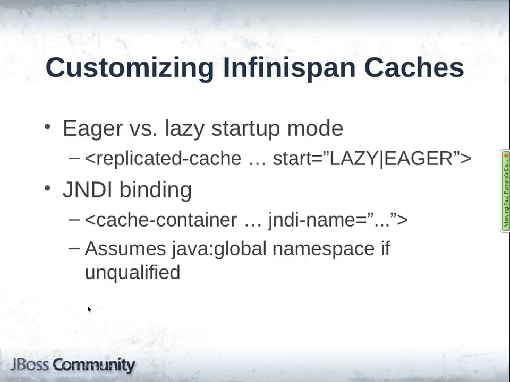Another way you might want to customize an Infinispan cache is to have it start up eagerly as opposed to lazily. Like I demonstrated in the beginning, caches are started lazily, so they're only started when there's a service that demands it to start. For instance, deploying a distributed web application will force the cache that it relies on to start. If I had a cache that I wanted available immediately, then you can specify it to start eagerly.